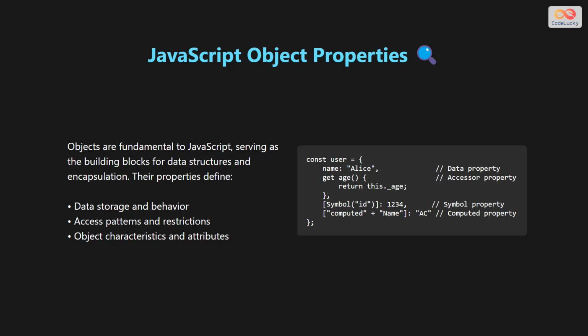As you can see in the code example, properties can store a value directly, like the name property storing the string Alice. A property can also be an accessor that uses a get function to read a value, and can be a symbol property or even a computed property. Computed properties use an expression to define the name of the property.